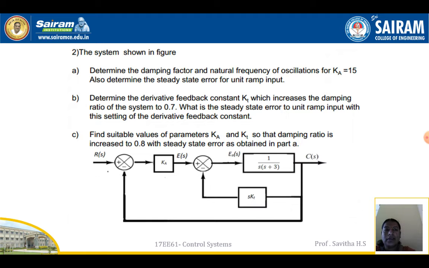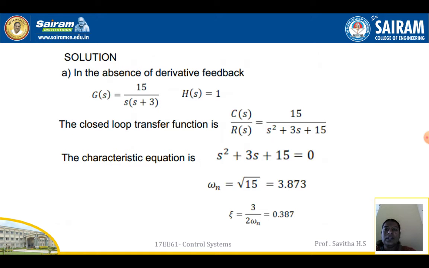So the diagram is given. The solution is, in the absence of derivative feedback, G(s) is 15 divided by s into (s plus 3), H(s) is equal to 1. The closed loop transfer function is C(s)/R(s) equal to G(s) divided by 1 plus G(s)H(s). After substituting the values, we get 15 divided by s square plus 3s plus 15. So the characteristic equation is s square plus 3s plus 15 equal to 0.